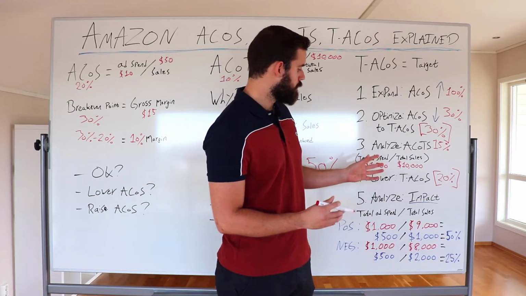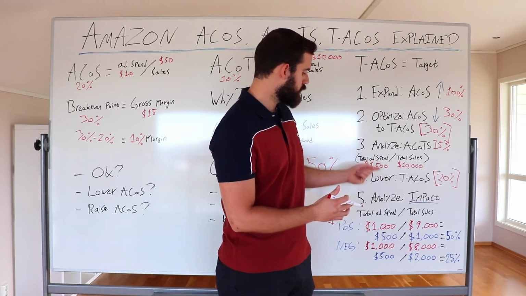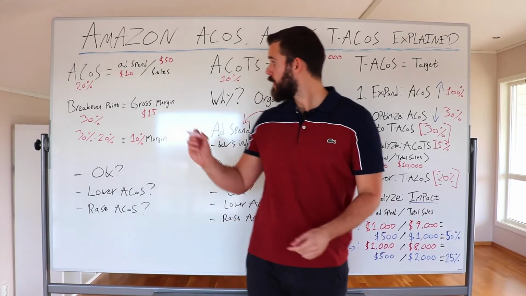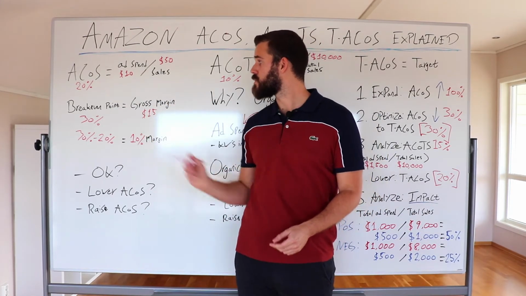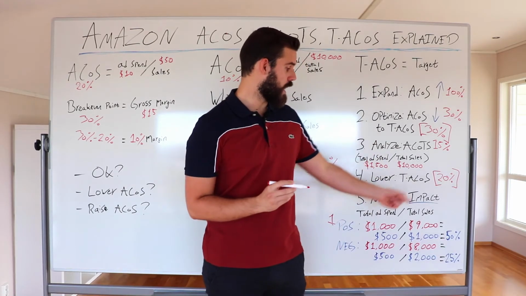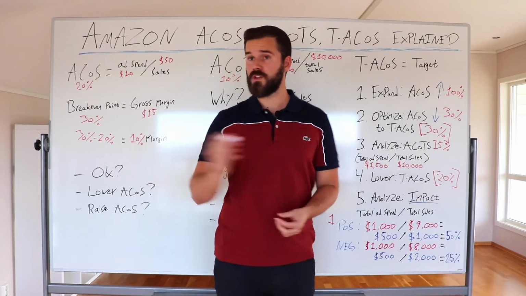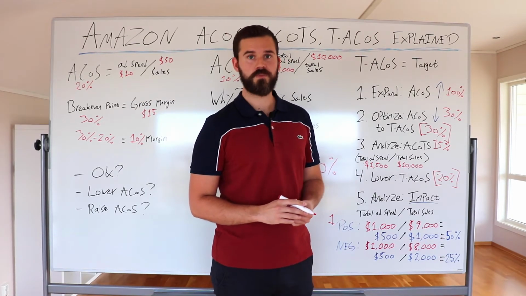Because proportionately the ad spend has come down more than the sales, and because the break-even point of your product is 30%, 50% is higher, it tells you that right now you're making more money. So you've just improved things.